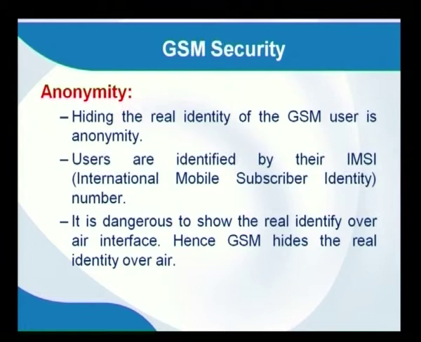Now, the users are identified by their IMSI number. This IMSI number is the real identity. It is dangerous to show the real identity over the air interface. Hence, GSM hides the real identity in the air medium. So, to provide security, first the users are authenticated and the information to be transmitted is encrypted, and then the anonymity is applied. Instead of transferring the real identity, the temporary mobile subscriber identity, or TMSI, number is used.